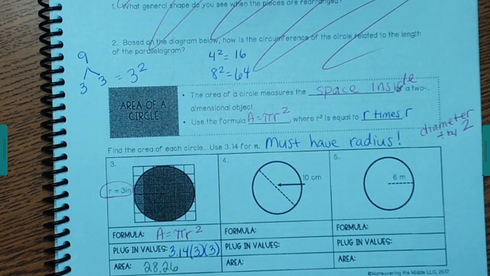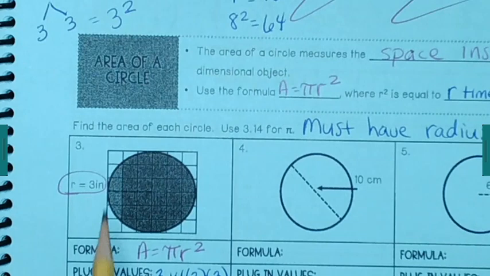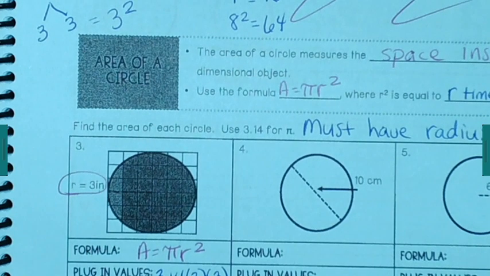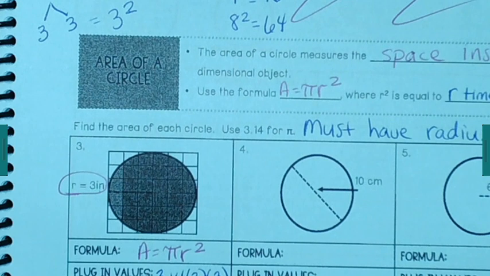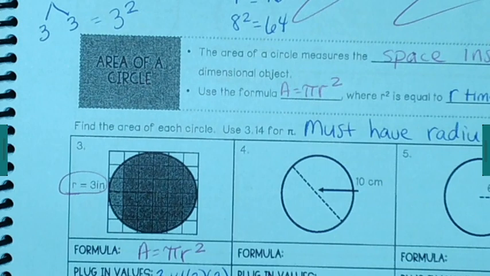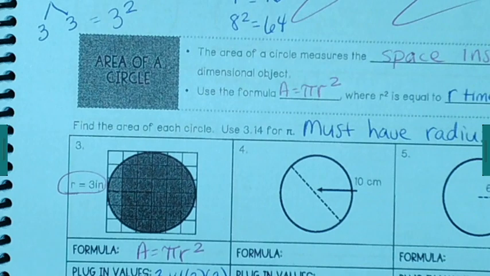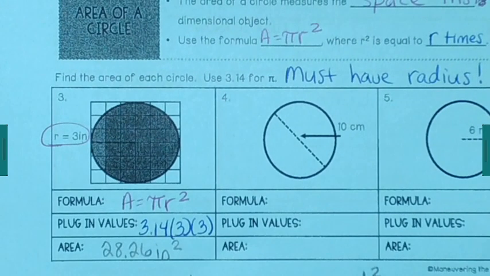28.26. Now remember, we want our numbers to have clothes. We don't want naked numbers, so we got to put our units. Our units is inches, but because it's area, it's inches squared. Remember, our units are squared. That just means you put a 2 up there. Our units are squared, okay? Every single time you have to have a little 2 up there for units squared.